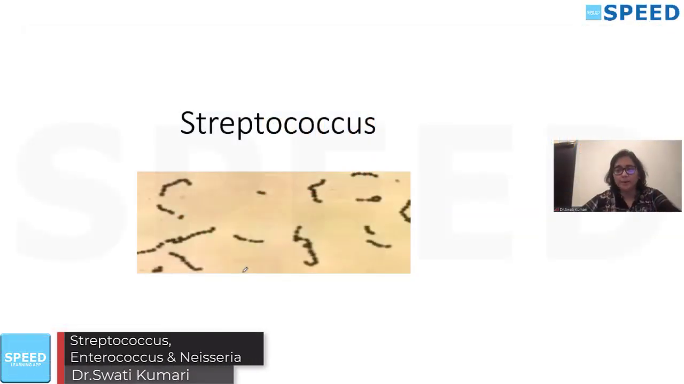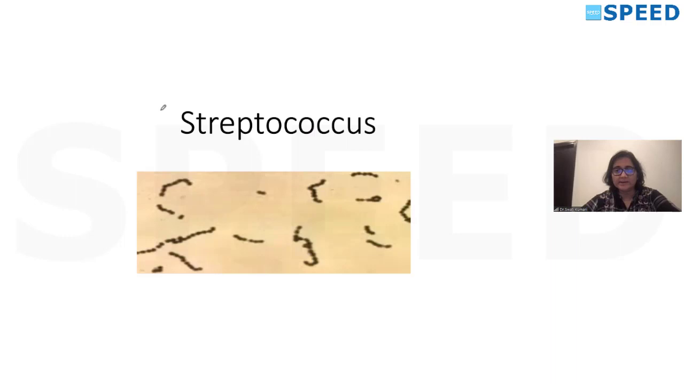So we'll be dealing with three important topics today: Streptococcus, Enterococcus, and Neisseria. We'll start with Streptococcus. You can see in the picture, they are gram-positive cocci in chains.